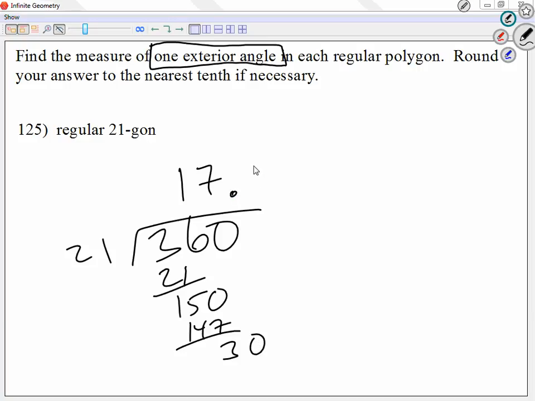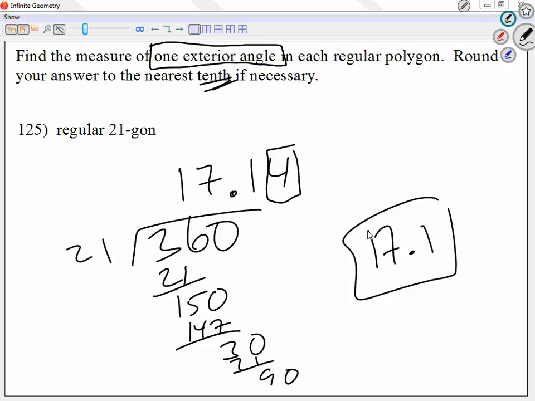21 into 30 is 1 time. 21 into 90 is 4 times. And we know we can continue. I said round it to the nearest tenth, which means 1 decimal place. I got 2 decimal places because I need to take a look at if the second one is big enough, which it is not. So in that case, I'm going to call this 17.1. If my second decimal place was big, I would have called it 17.2. But I think I don't need to talk about rounding with you.